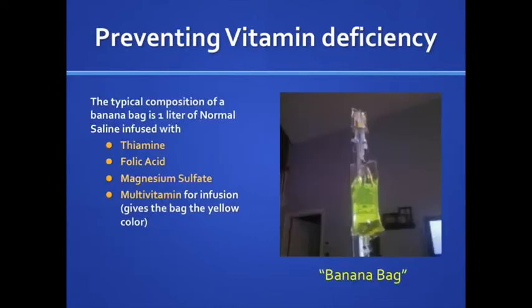Medical treatment of Wernicke-Korsakoff syndrome focuses on prevention. As a nurse, you will become well acquainted with the banana bag. The yellow color comes from the multivitamin component of this solution. Just about every person who is admitted to the hospital with a history of alcohol use will have one of these ordered. The typical composition of a banana bag is 1 liter of normal saline infused with thiamine, folic acid, magnesium sulfate, and a multivitamin.